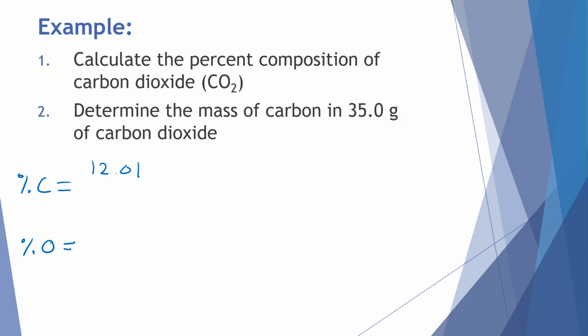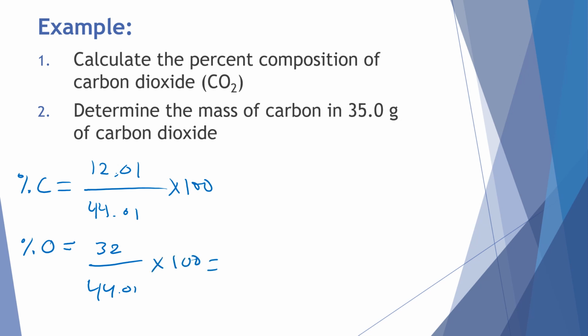So it's going to be 12.01, which is the molar mass of carbon. You're going to divide it by the total molar mass of carbon dioxide, which is 12.01 plus 2 times 16, so 44.01, times 100. So then for oxygen, it's just 32 because it's O2, 16 times 2, divided by 44.01 times 100. Then you get your numbers.